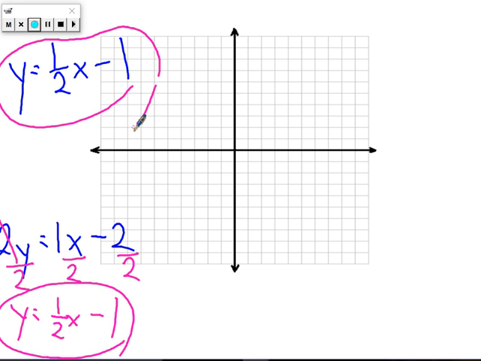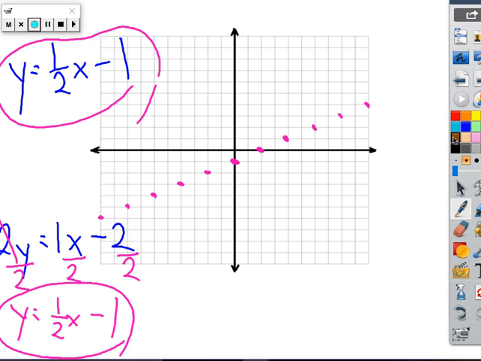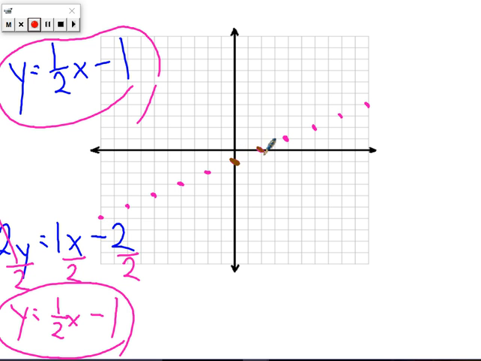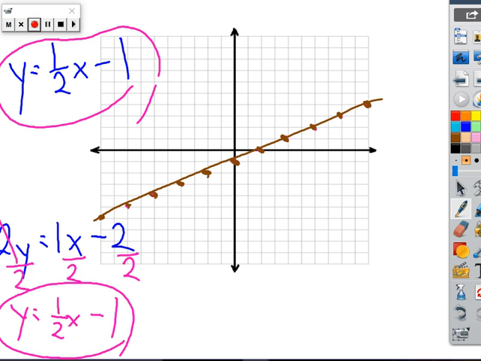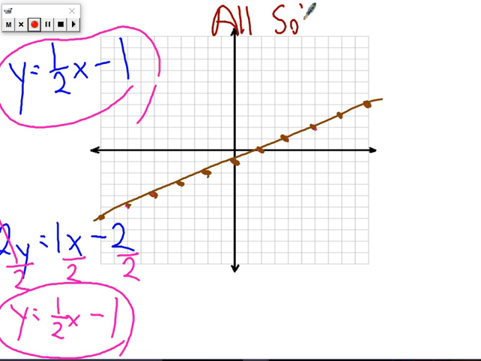And if I graph it, I start at -1 and I go up 1/2 for the first one. And the second one will start at -1 and go up 1/2. What are they doing? They're crossing everywhere. So, Christian said everywhere, which is true. The math word we use here the most? All solutions. Okay? Because they cross everywhere. Slopes and the y-intercepts are the same.